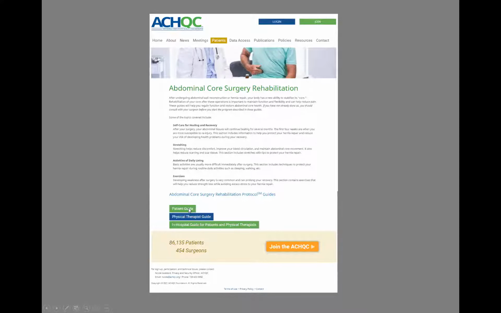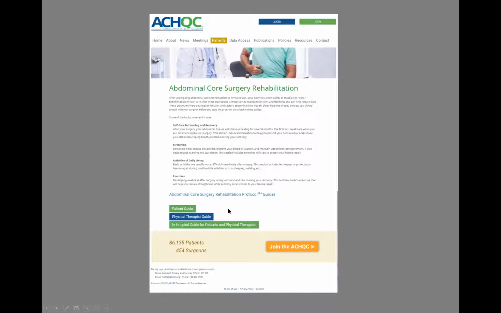Now, I actually utilize this information by telling patients to go onto the ACHQC website to get the patient guide. You will see this guide is 37 pages long. We are very green here in Oregon, so I don't want to kill any trees. So I direct them to the website in order for them to get the information. Some older patients, however, don't actually have computers, so I would print those out for those patients.